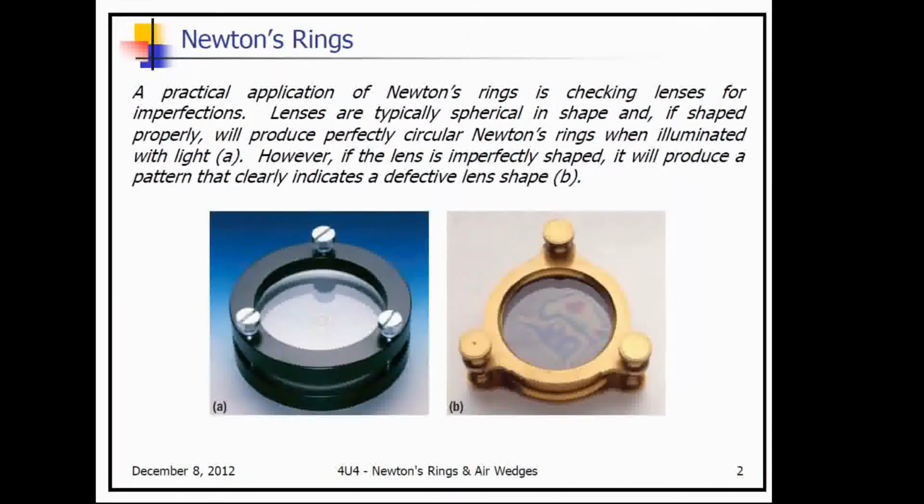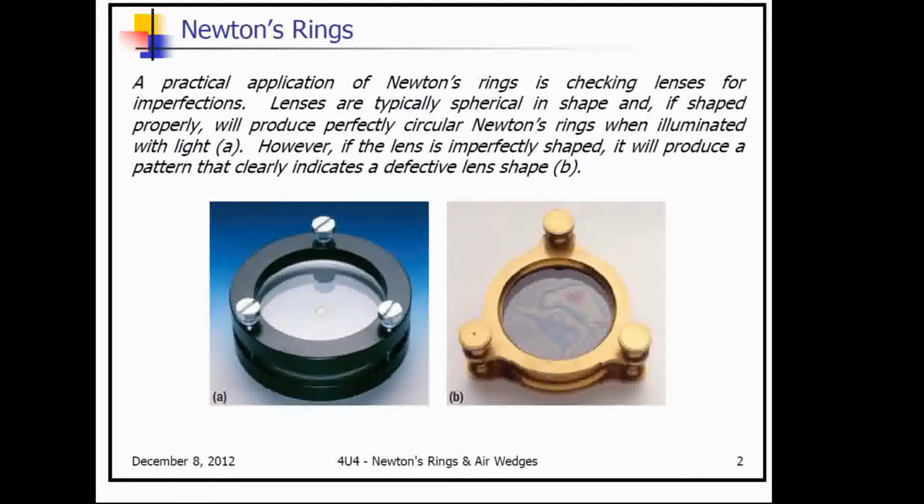One of the applications of this is to test imperfections in lenses. So if we have perfectly spherical lenses, the Newton's rings pattern that we would see would be symmetrical, and you can see that example in the picture A. But if we have lenses that are slightly deformed or defective, you would see an irregular pattern like you see in B.